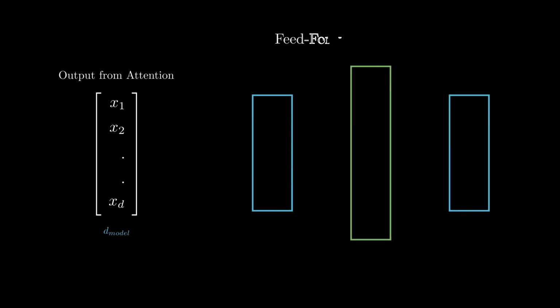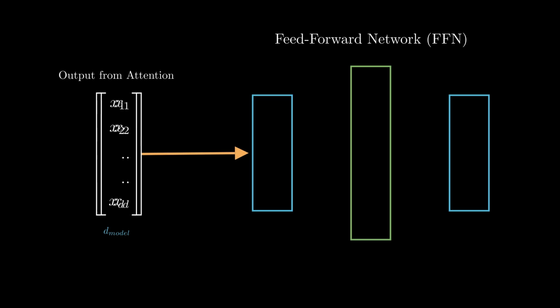Following the attention sublayer, every single one of these context-rich vectors is passed, one by one, into what's called a feed-forward network, or FFN. Now, despite the fancy name, this is fundamentally a simple, 2-layer neural network, but its structure is very specific and serves a crucial purpose. Let's trace the journey of a single token's vector through this network. The first thing that happens is that the vector enters the first linear layer.